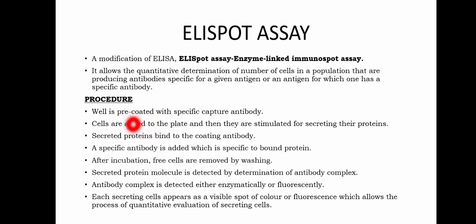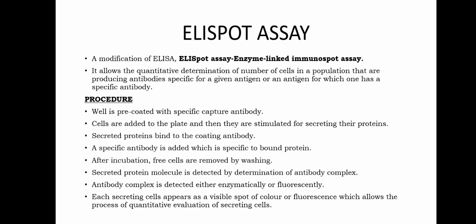the microtiter well is coated with a specific capture antibody. Cells are added to the plate. Then they are stimulated to secrete their proteins, and these secreted proteins bind to the coating antibody. A specific antibody is added which is specific to the bound protein, and after incubation free cells are removed by washing. The secreted protein molecule is detected by determination of the antibody complex.